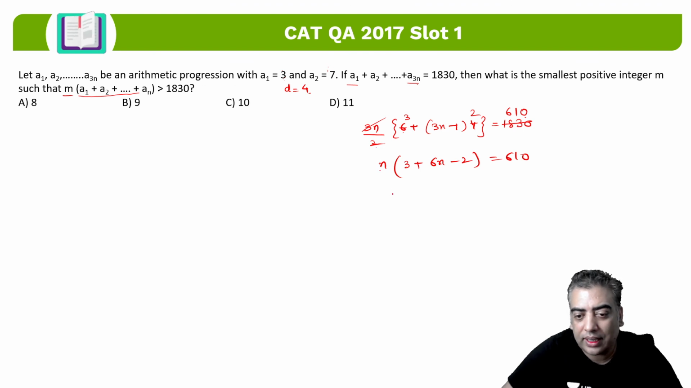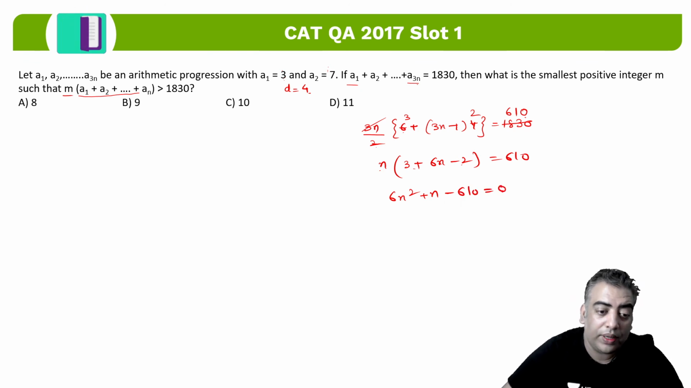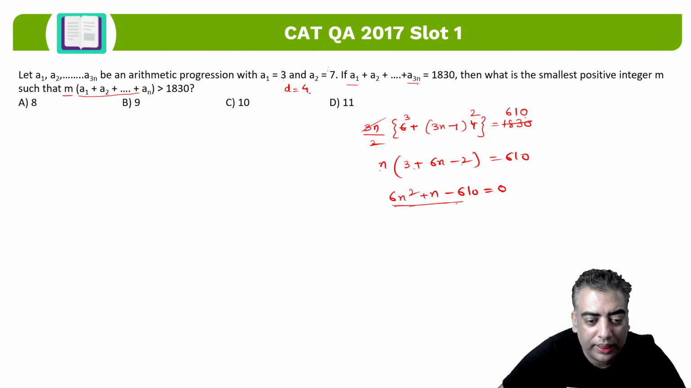And it gives me 6n square. 3 minus 2 is 1, which gives us plus n minus 610 is equivalent to 0. Now we have to solve it for the middle term, right? And you can see solving this at this step is not going to be that easy if you cannot see how to break the middle term, right?